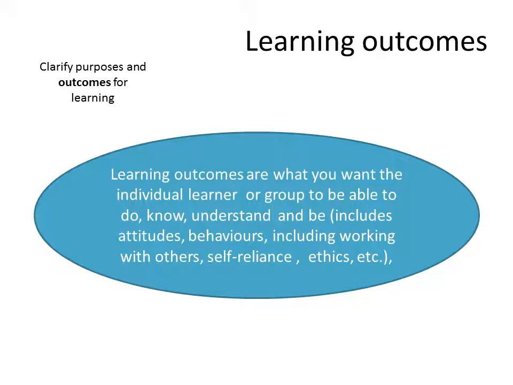Learning outcomes can be something that's quite difficult to grasp, but if you think about it in practical ways, it's what you want the individual learner or the group to be able to do, to know, to understand and be. And remember, the being includes what we talked about before, the vocational way of being, the ways in which you, for example, interrelate with customers, the sort of attitudes and interaction with others, etc.